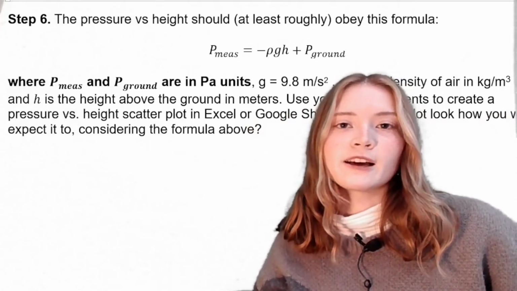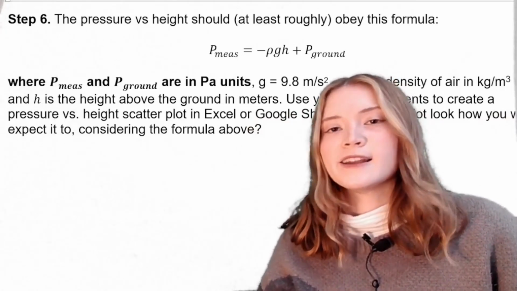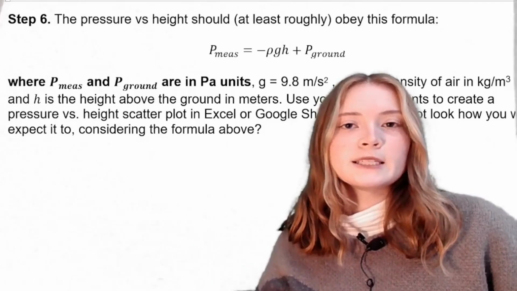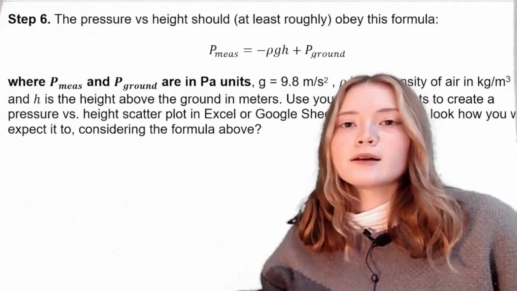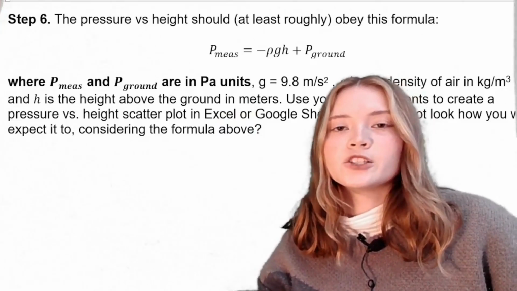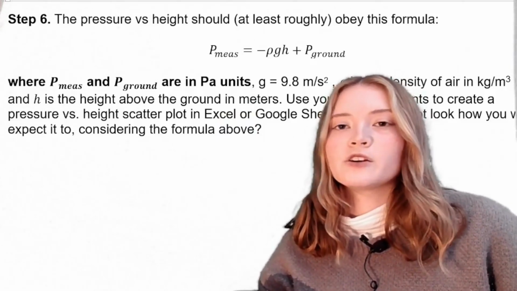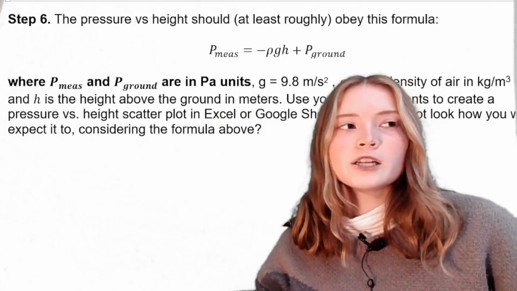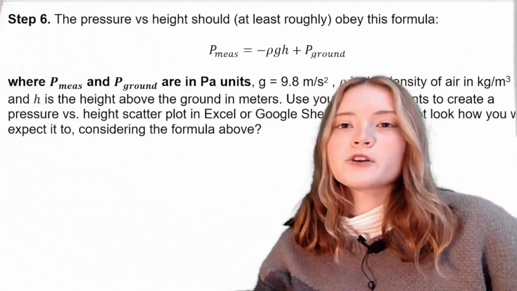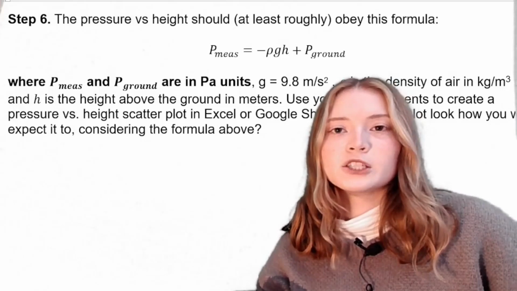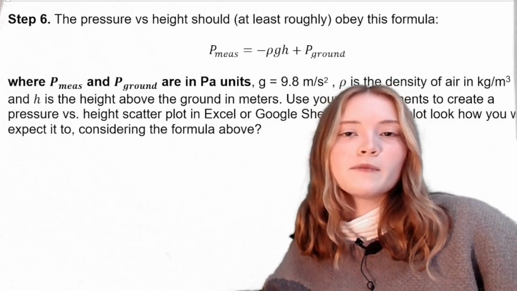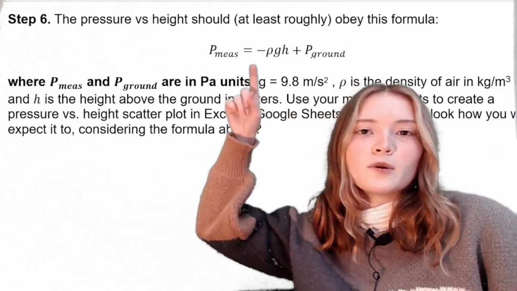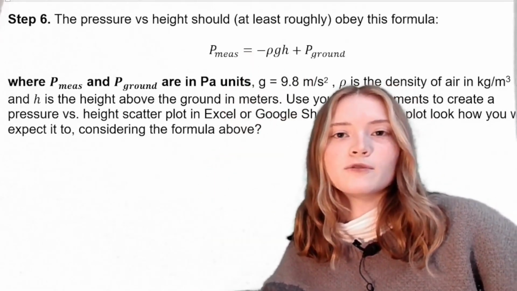So now that we've finished collecting our data, we can move on to data analysis. In step 6, we are given this formula right here, and this describes what we know to be roughly the relationship between pressure and height in Earth's atmosphere. What we're going to do in step 6 is create a scatter plot using the data that we just collected, and throughout this activity we're going to see how our model matches up to this known formula. First, let's just talk through the formula.